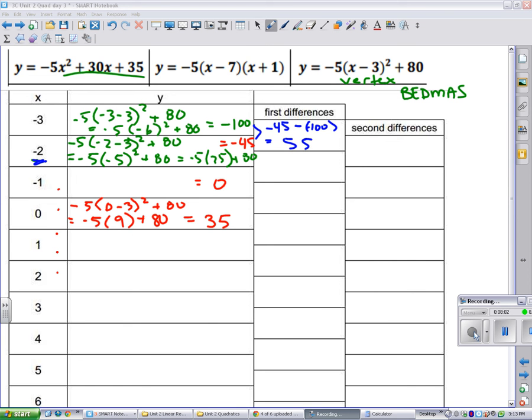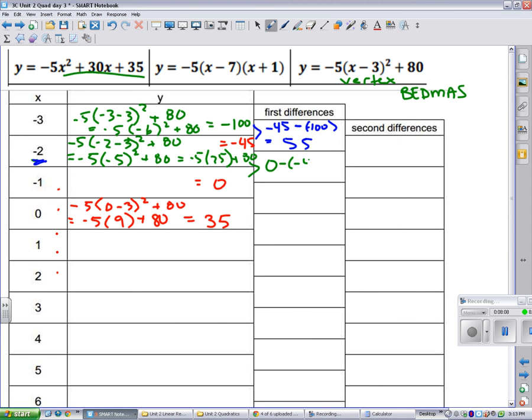And I also know that the value in x is -1 gives me a y value of 0. So my next first difference will be 0 minus -45. In other words, it'll be the value 45. And I can do one more first difference here. So I do 35 minus 0. In other words, 35.